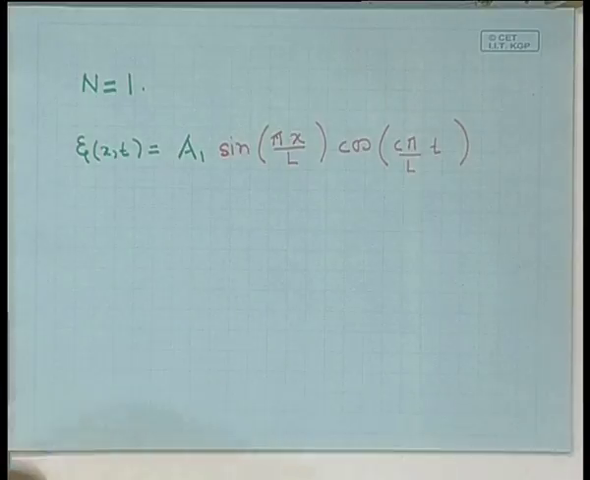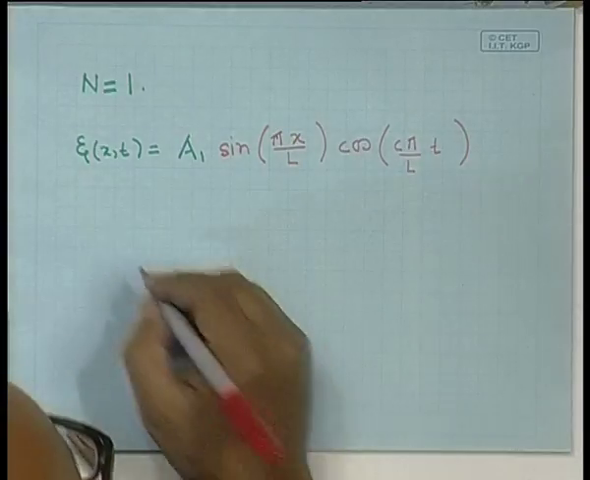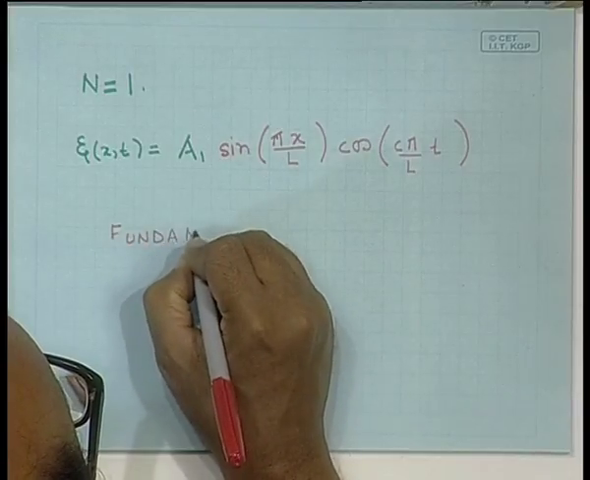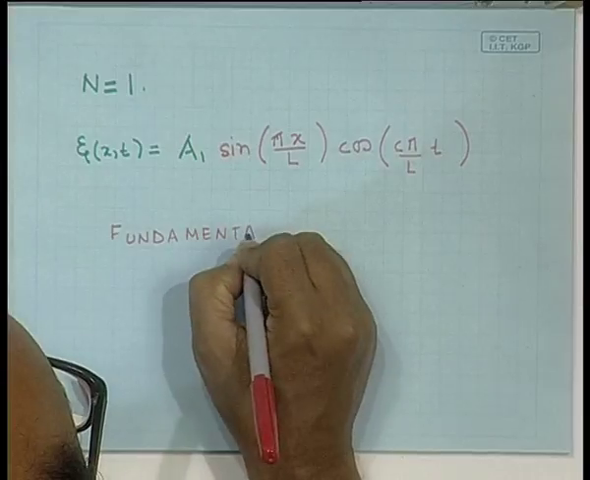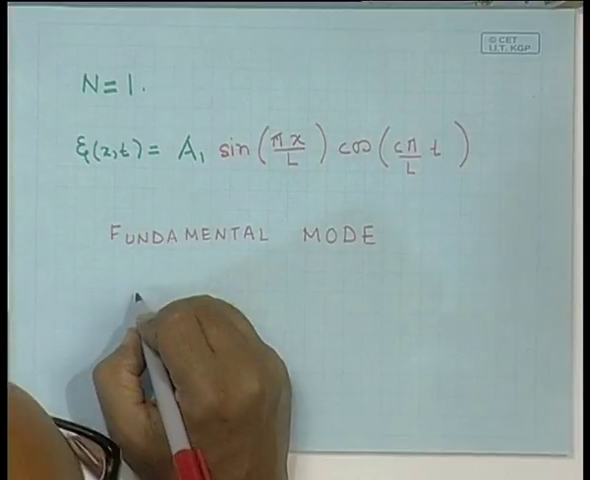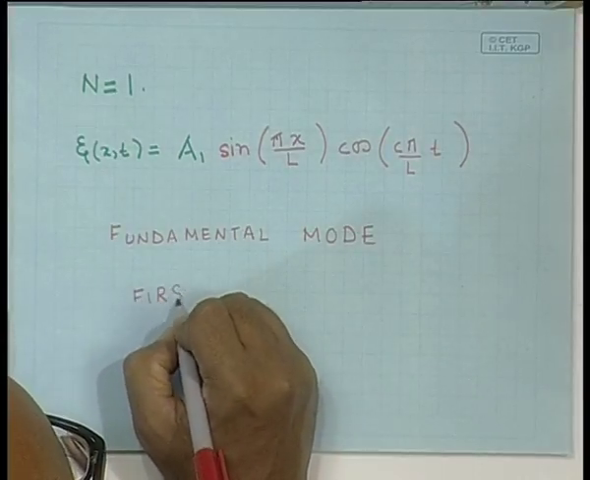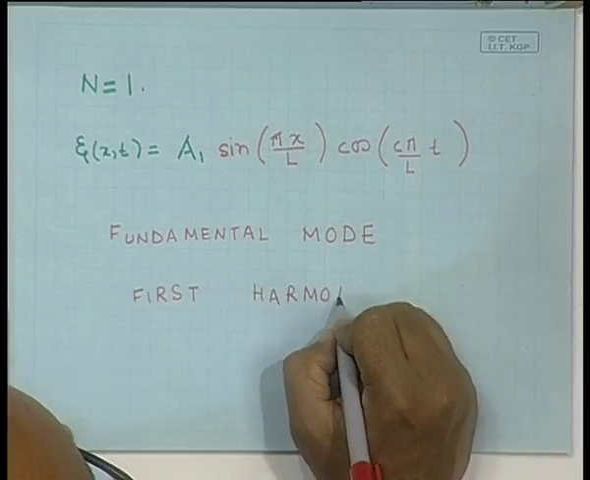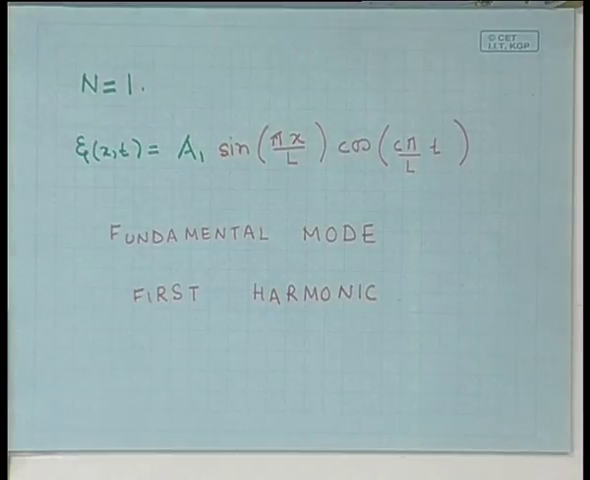So, this is the solution corresponding to n equal to 1. This solution is called the fundamental mode of vibration. It is also called the first harmonic of the vibration. What does this vibration look like? So, let me plot it for you.